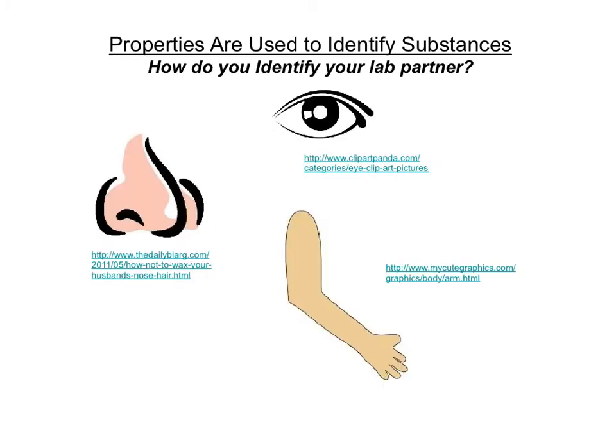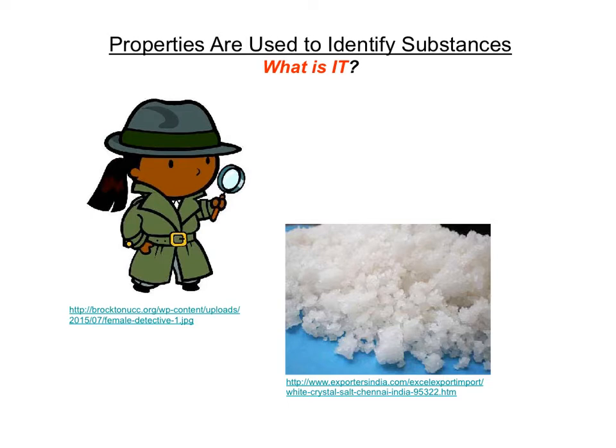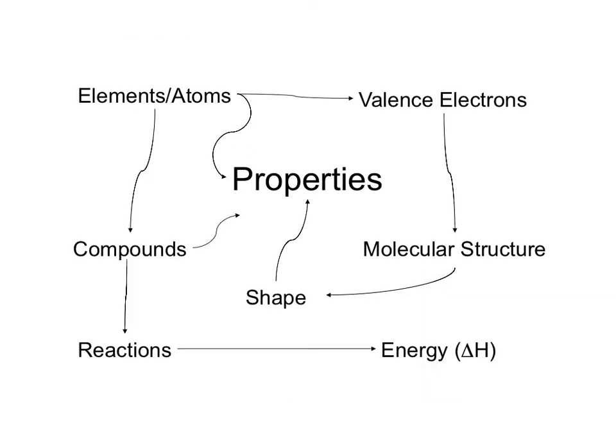You use properties to identify people, from the color of their eyes, the shape of their nose, to the size of their arms. On TV, a detective identifies a white powder by tasting it, although that's not the best way to identify a substance. In this class, we'll learn that atoms consist of electrons. It's the valence electrons which are responsible for bonding atoms together to form a compound.